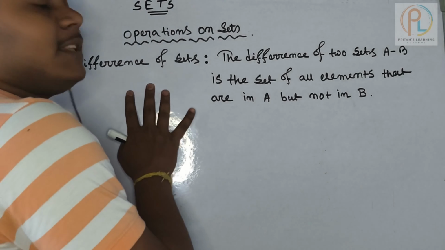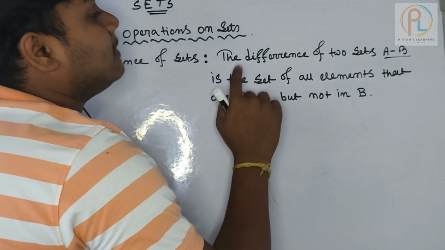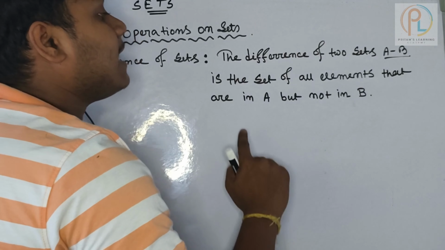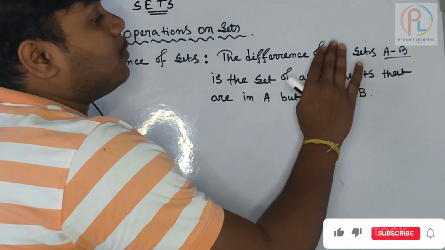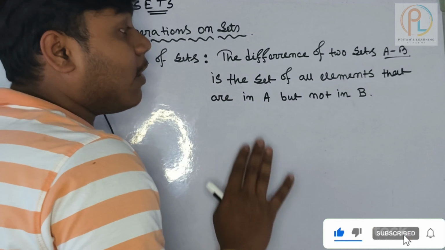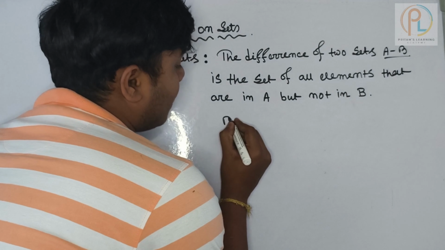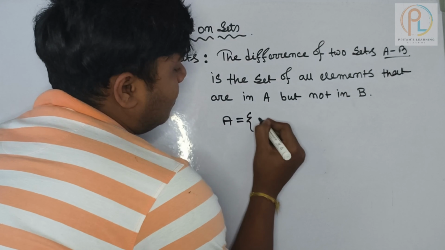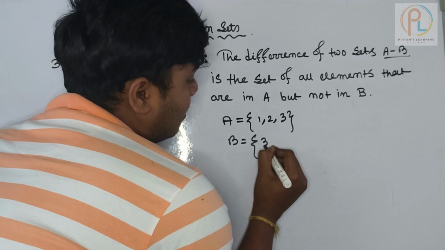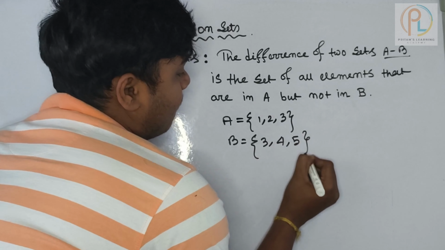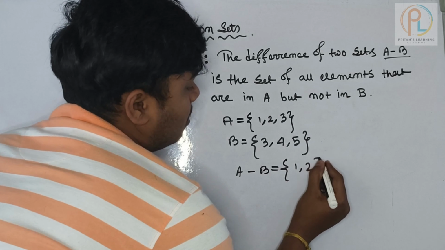Now, the difference of sets. The difference of two sets, A minus B, is the set of all elements that are in A but not in B. For example, let us take A as the set 1, 2, 3 and B as the set 3, 4 and 5. Therefore, A minus B means only 1 and 2.